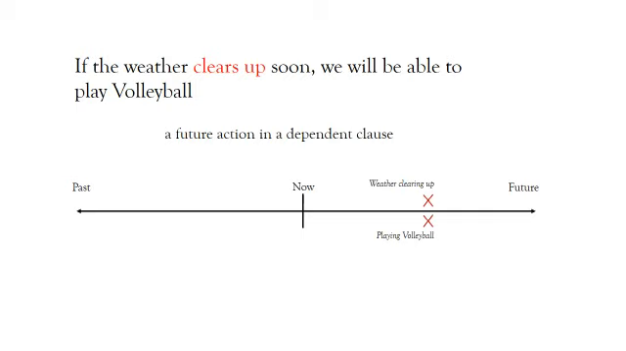So the weather clearing up happens in the future, and playing volleyball also happens in the future. Now, playing volleyball is clearly kept in the future tense, but the weather clearing up is kept in the present tense. Even though it is kept in the present tense form, it implies future time. So once again, the simple present tense used in this particular fashion would imply the future time.